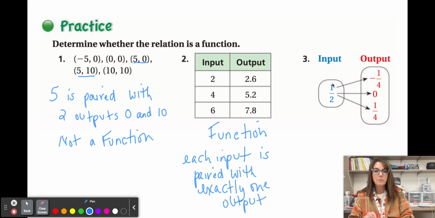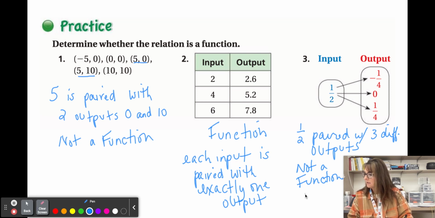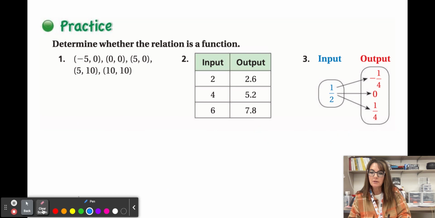Okay, here we have 1/2 going to -1/4, to 0, and to 1/4 because it is going to different outputs. So 1/2 paired with 3 different outputs, not a function. Okay? All right. Going to clear.